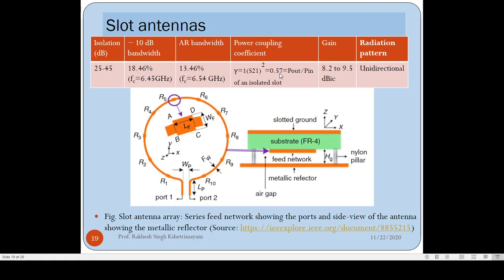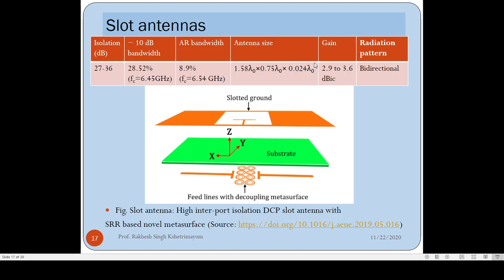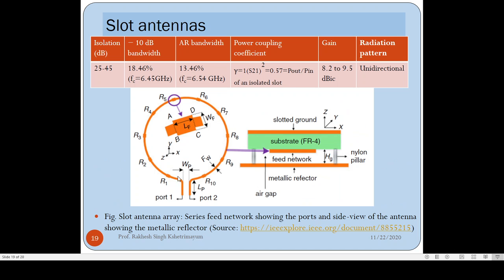And what you can observe is this antenna has a very good gain. That is because of this series feeding here. We are not having only one slot. We have a series of slots fed with a feed network. So because of this series feeding, this antenna has a huge gain. So look at the previous antenna. What was the gain? Gain was 2.9 to 3.6. But this antenna, because of this series feeding, has a gain of around 8.2 to 9.5.